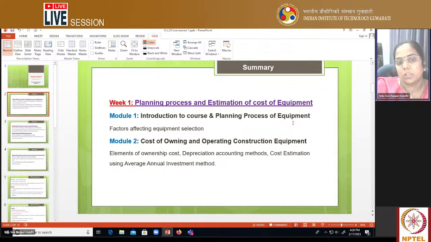Apart from that, obviously you have to look into the project site constraints also. What is the underfoot condition? What is the space available for the equipment at the site? All those constraints also need to be taken into account while you make the selection of the equipment.